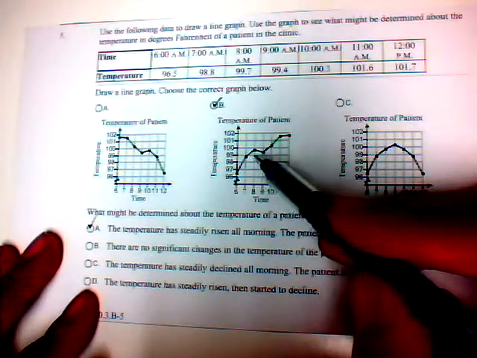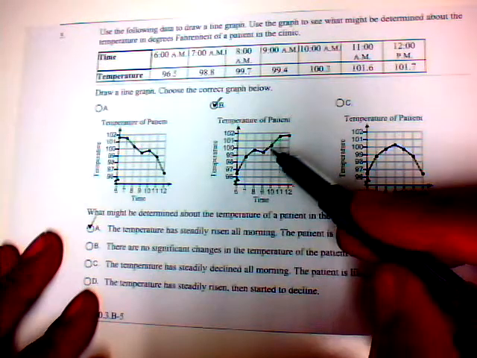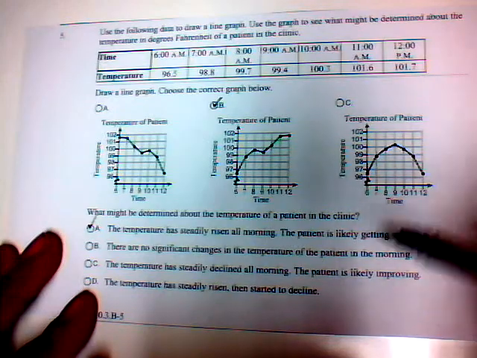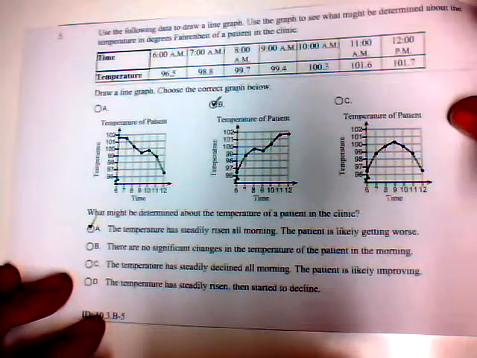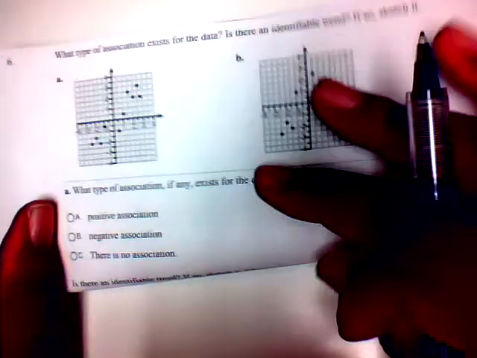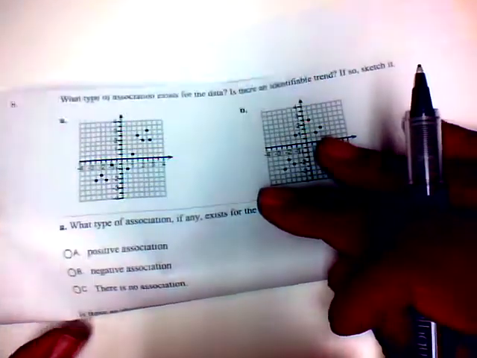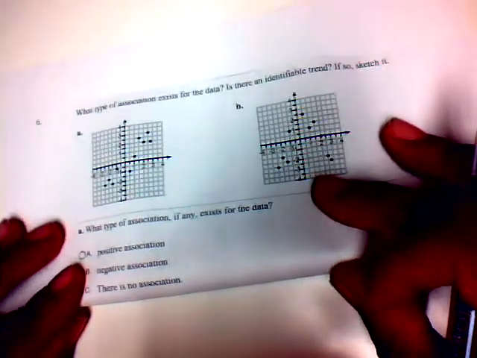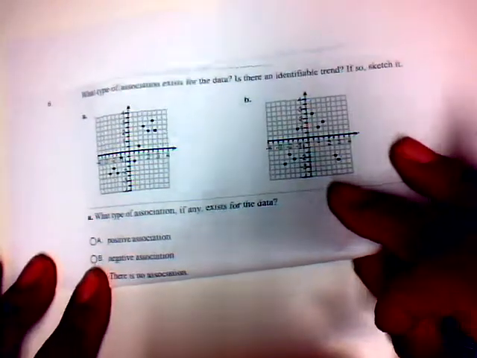As you can see from this line graph, or this broken line graph, his temperature is increasing throughout each hour of the morning. So it looks like his condition is getting worse. Problem number 6. Now this one deals with association, whether you have no association, a positive association, or a negative association.